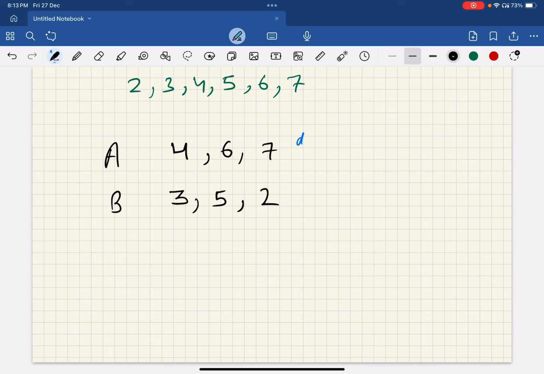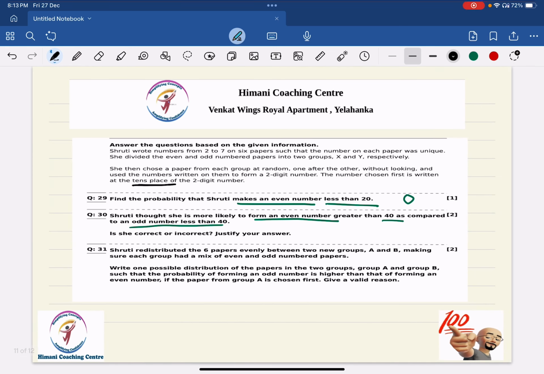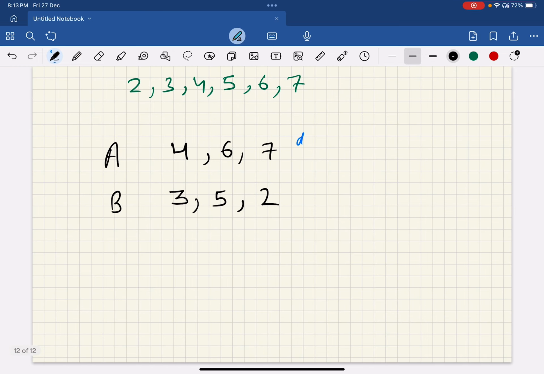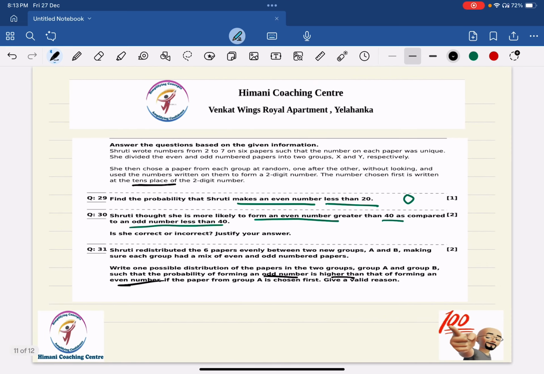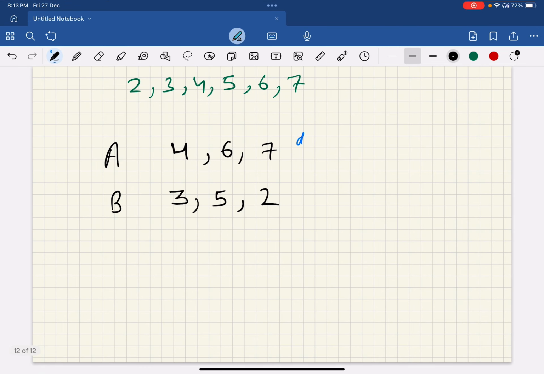With this combination, what will happen? The probability of forming an odd number is higher than forming an even number. Why? If you look at the unit digit, if it is 3 or 5, then it is odd. And if there is only one even number at the units place, the probability of having an odd number is more than having an even number. You just have to show this. So you can give a valid reason. So what is the valid reason?